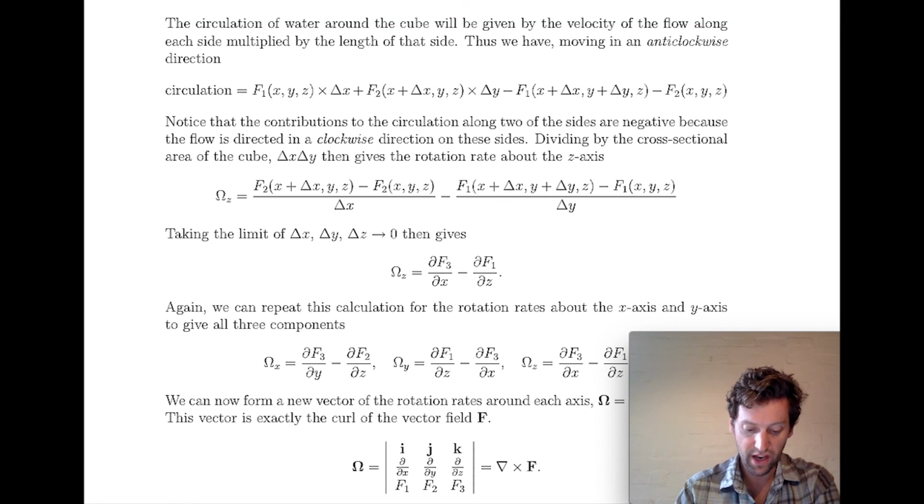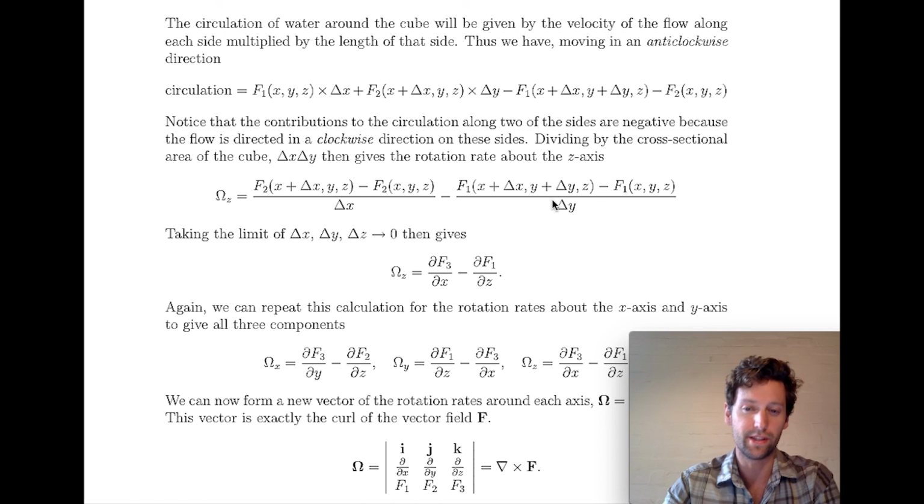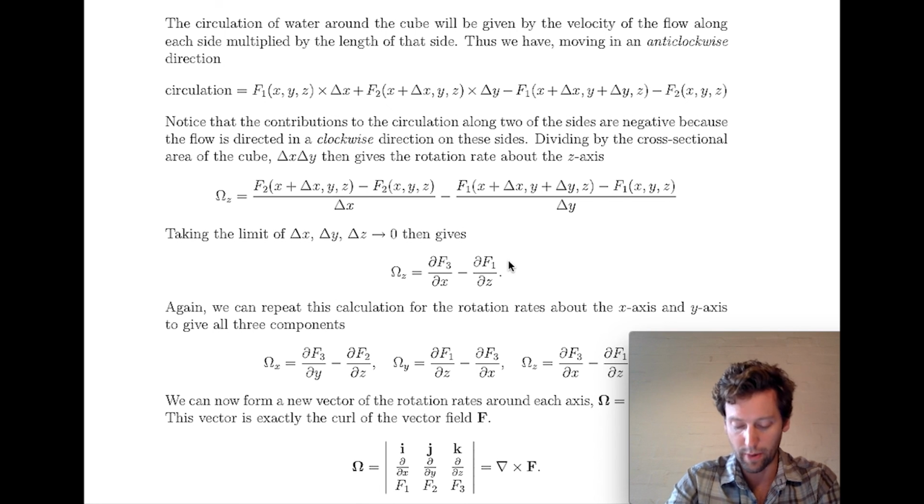If we put this together to calculate the rotation rate about the z-axis, that is the circulation divided by the cross-sectional area of the cube, we'll get something like F2 at x plus delta x minus F2, all over delta x, minus F1 at x plus delta x, y plus delta y minus F1, divided by delta y. Those look a lot like partial derivatives, and indeed when I take the limit of delta x, delta y, delta z going to 0, I get exactly the partial derivatives.